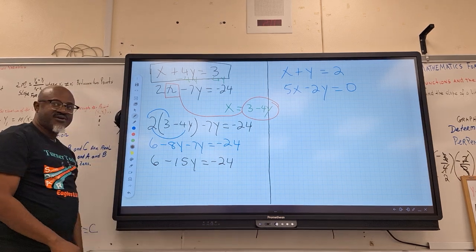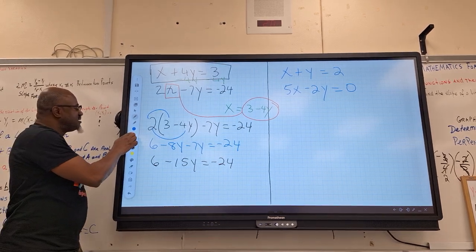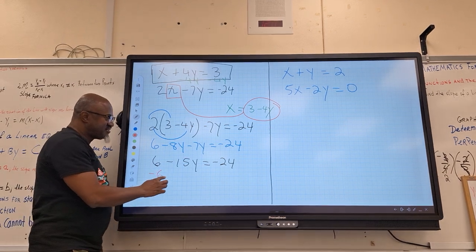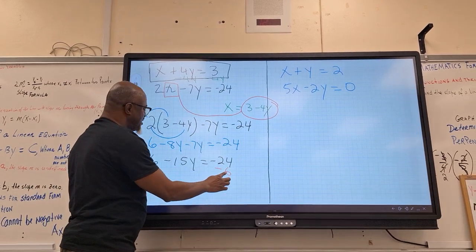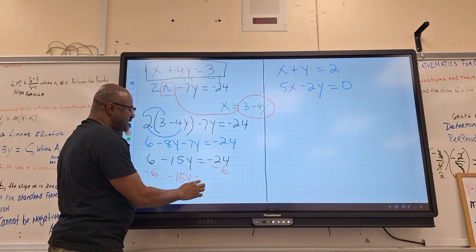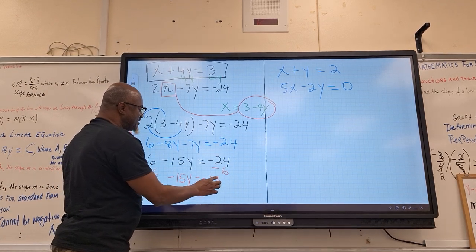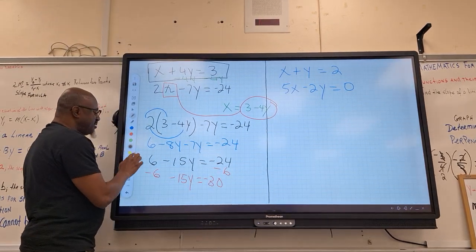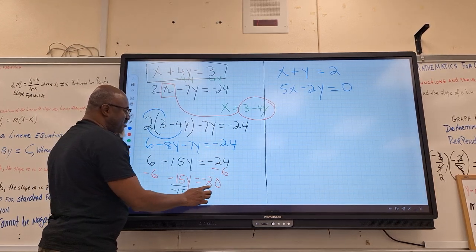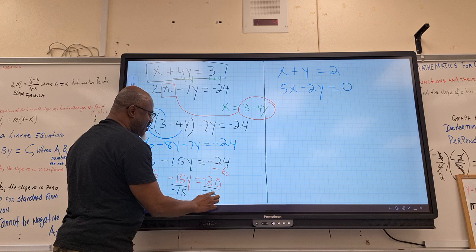Then what do we do in the next process? Subtract 6. We subtract 6, that's the inverse operation. We subtract 6 on both sides. So we'll have negative 15y on that side is equal to what? Negative 30. And the last step, what will you do? You divide by negative 15 on both sides, and you should see what the y value is.